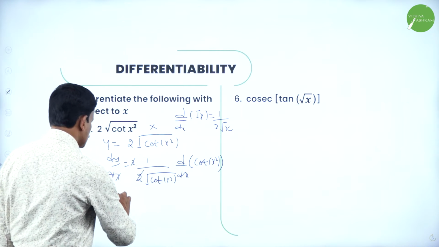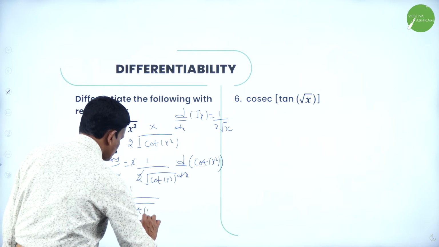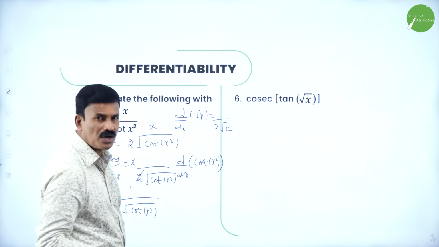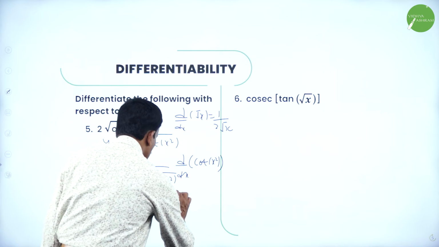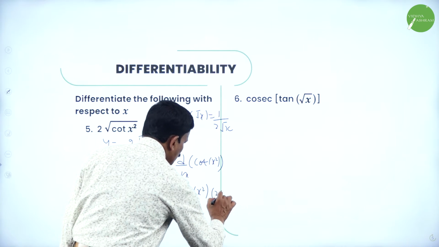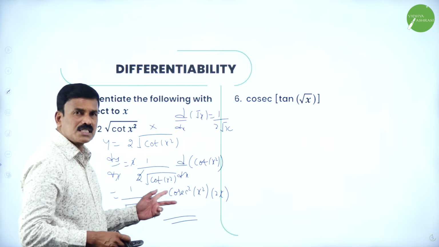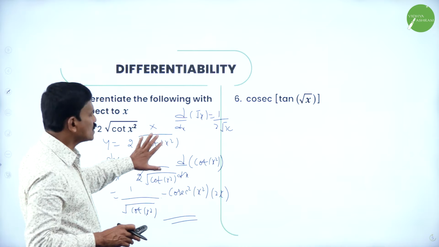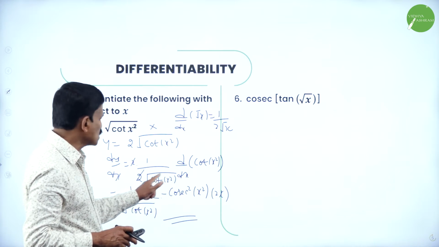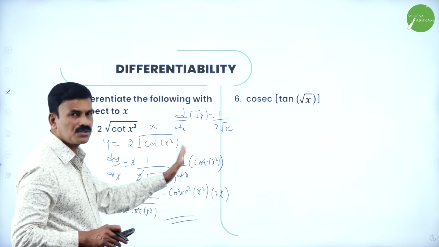Now, this 2 and 2 gets cancelled, 1 over root of cot x square into, now differentiation of cot x is minus cosecant square x square into d by dx of inside root is 2x. So, see here, very simple. Let us consider this as root x. Differentiation of root x is 1 by 2 root x. Root x is cot of x square into d by dx of inside root is cot x square.